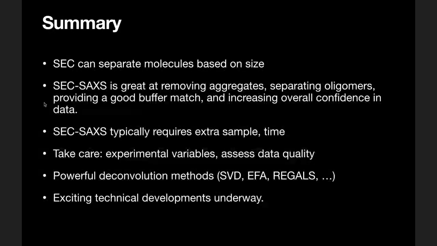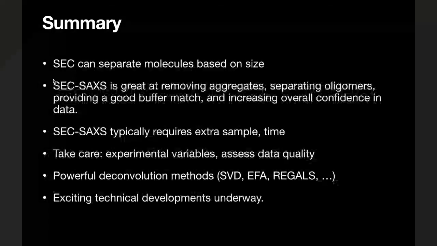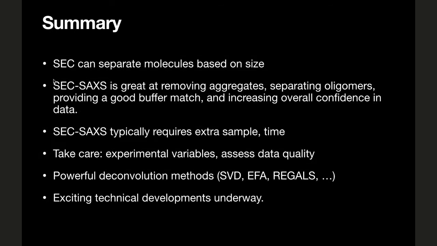Okay, so to summarize, SEC is a way of separating molecules based on size. And SEC-SAXS is a great combination because it lets you remove the aggregates, separate oligomers, provide a good buffer match, and just increase your overall confidence that you have nice monodispersed protein. It typically requires some extra sample and time, but often that's worth it. And you have to take some care to do SEC-SAXS well. So be aware of the different experimental variables that affect data quality, and also, check your data quality, ideally as you're collecting data so you can fix problems.